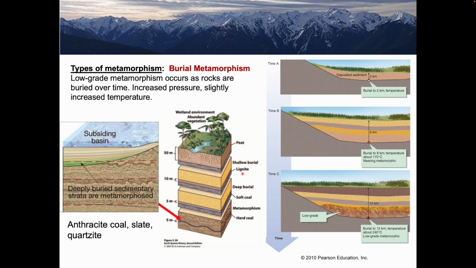into lignite, which is a very low-grade coal. With greater pressure, we have a soft coal called bituminous coal, and in low-grade metamorphism, that low-grade coal will become very hard anthracite coal. This is also how we get shale turning into slate, and sandstone turning into quartzite.